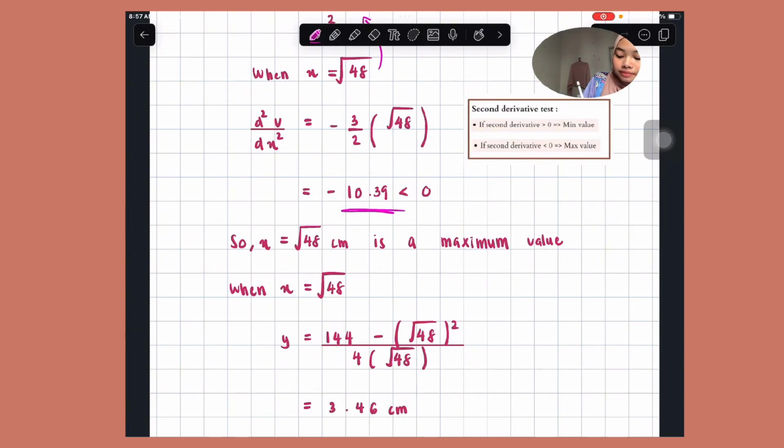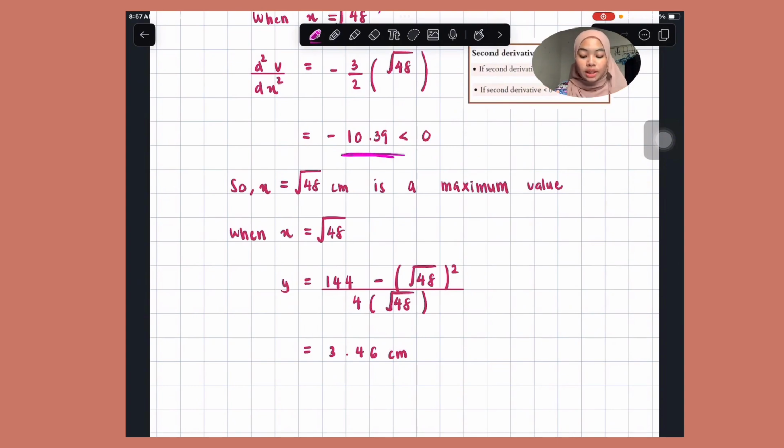And then we get the answer negative 10.39. So bear in mind that in the second derivative test, if the answer is more than 0, it is a minimum value, but if the answer is less than 0, it becomes a maximum value. So in this case, we can define that x equals square root of 48 cm is a maximum value.